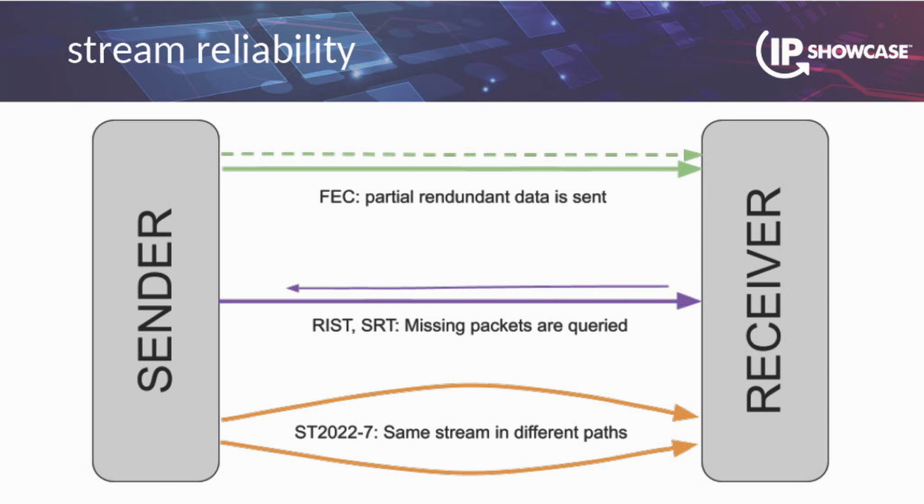And of course, you have 2022-7. You send the same stream on different paths. This could be cool, but having really 2 different paths can be complicated, especially on the last mile. So when you are in the audio world, you basically don't have so much resources, and maybe up to the point of having 2 different ISPs, for instance.